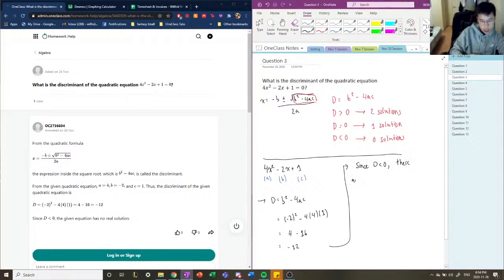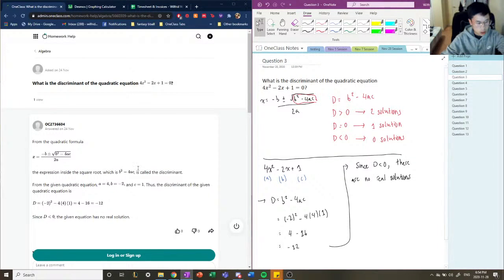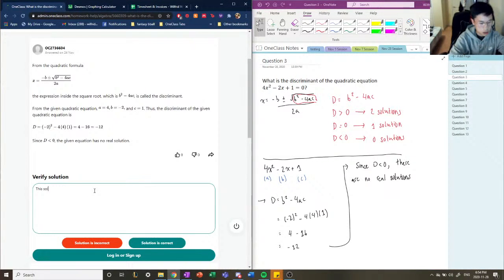The reason why I write there are no real solutions is because there may still be complex solutions that solve this equation, but typically, especially in high school math, we don't really cover complex numbers, so we just wrap it up and say that there are no real solutions. Okay, and real means that it's part of the real number line. Okay, cool. So this solution is correct.